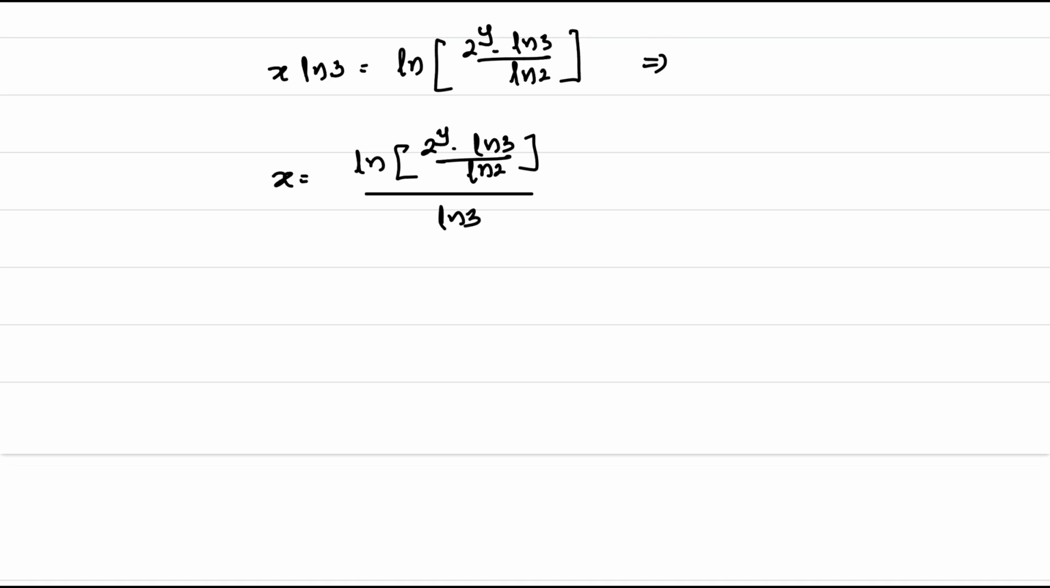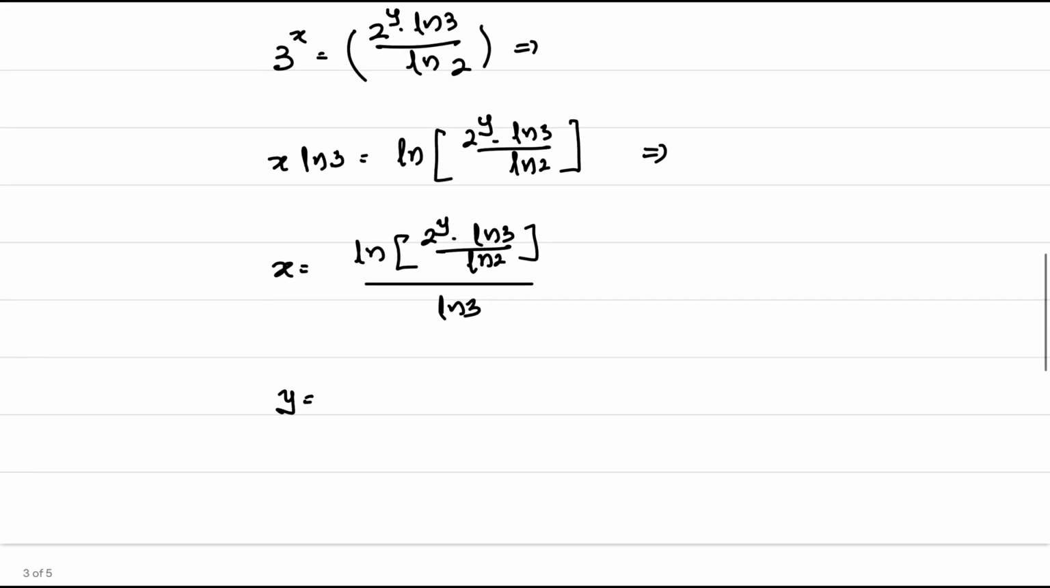Similarly, y is equal to ln of (3 to the power of x into ln 2 by ln 3) whole divided by ln 2. This is one way.